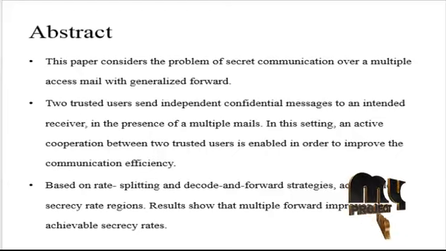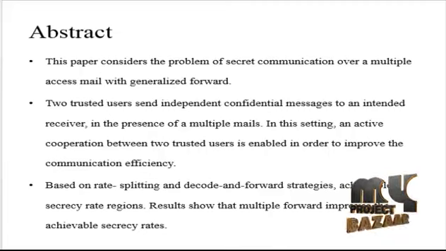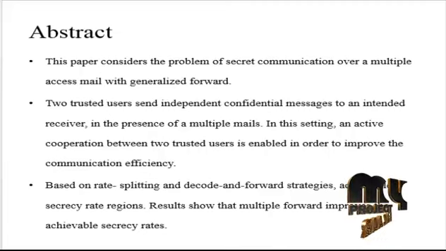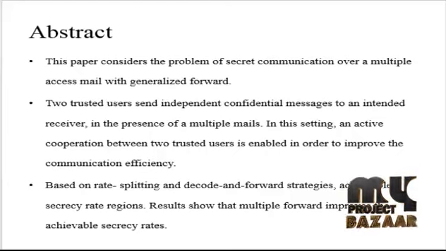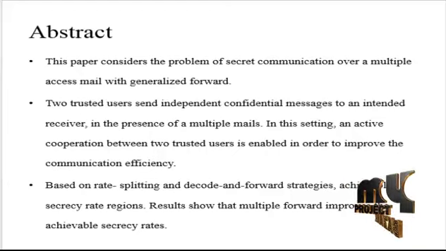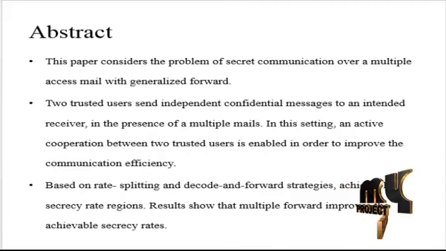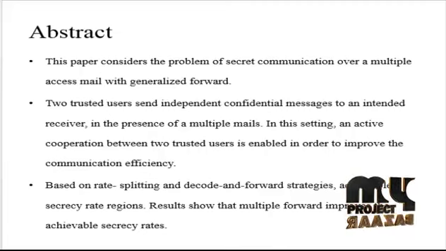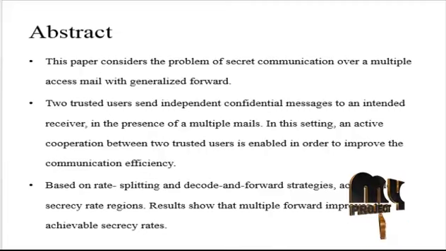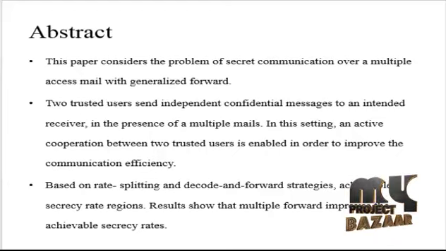This paper considers the problem of secret communications over a multiple access channel with generalized forwarding to trusted users, sending independent confidential messages to an intended receiver in the presence of a multiple mail. In these settings, active cooperation between two trusted users is enabled in order to improve the communication efficiency based on rate splitting and decoder and forwarder strategies. Achievable secrecy rate regions. Results show that multiple forwarding improves achievable secret rates.